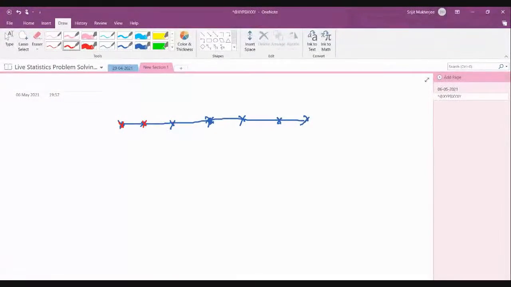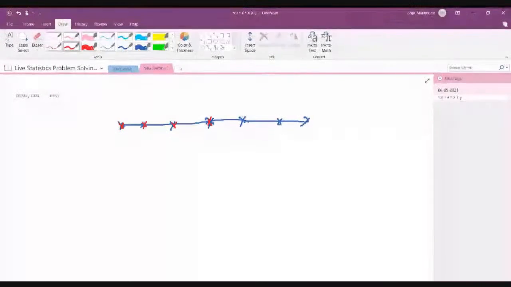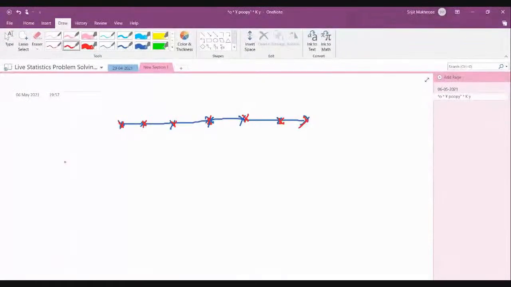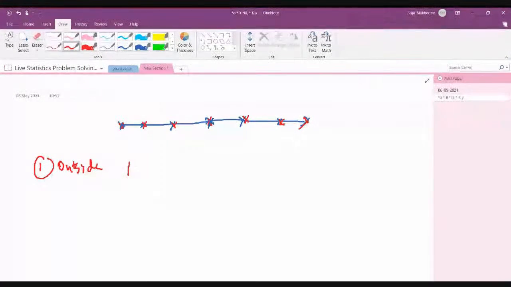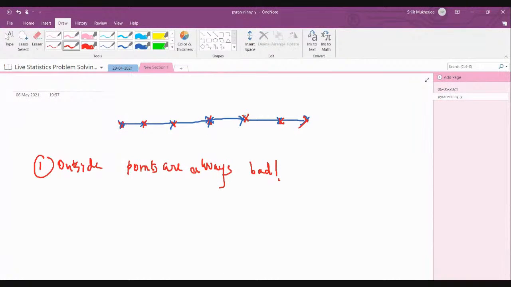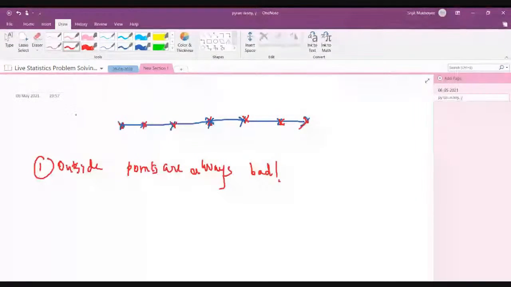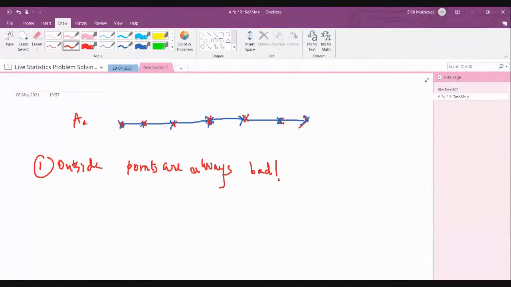Okay, Tanvir, yeah. So let's understand. Let's try to mathematically formulate Tanvir's idea. So he's saying the first claim is that outside points are always bad. Outside points are always bad. So how do you prove that mathematically? Let's take any point here. So outside points are always worse than inside points. How can you prove it?